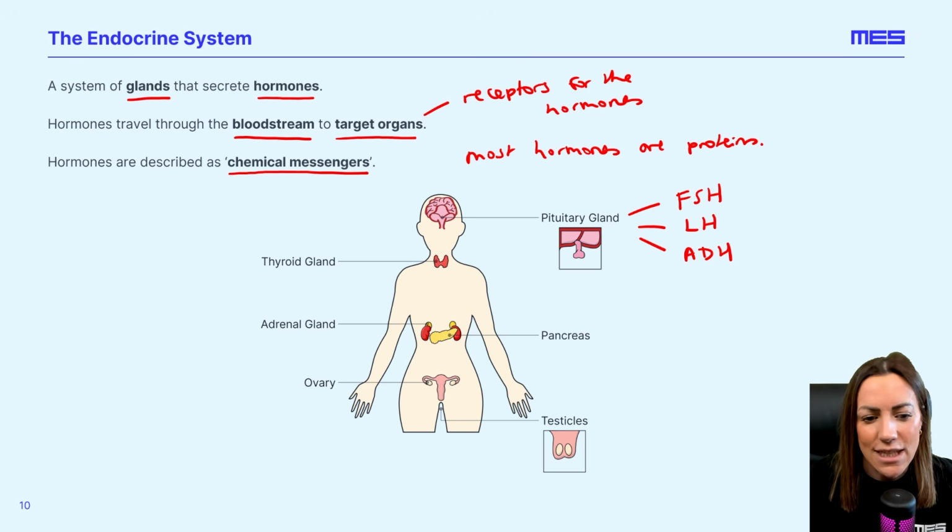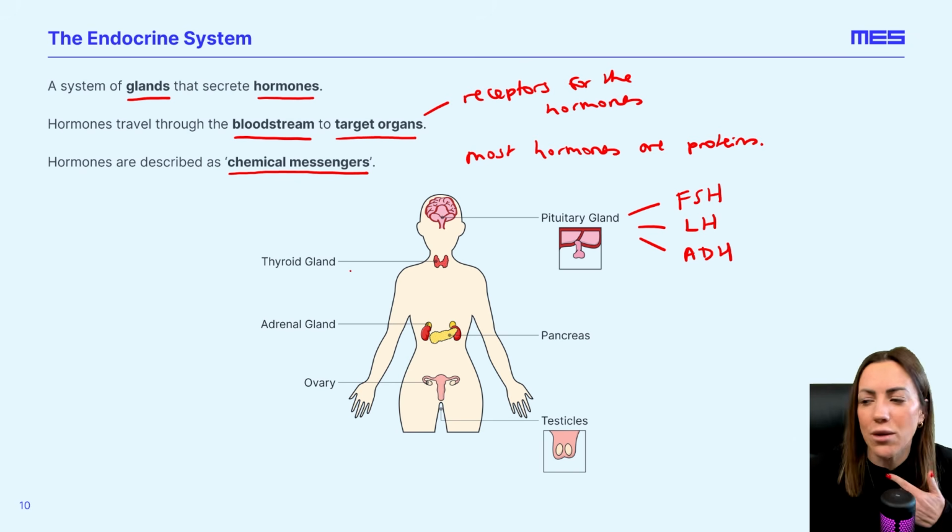And ADH is a hormone involved in controlling the water content of the blood. So we'll do that in our triple science video when we talk about the kidney and osmoregulation. But for this part of the spec, you just need to be able to name the glands and give examples of the hormones they secrete.